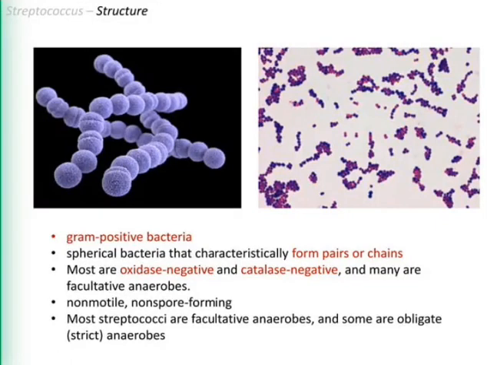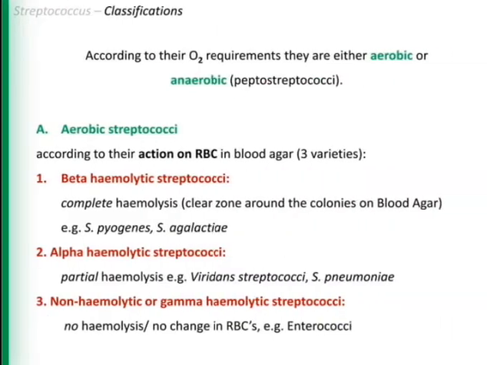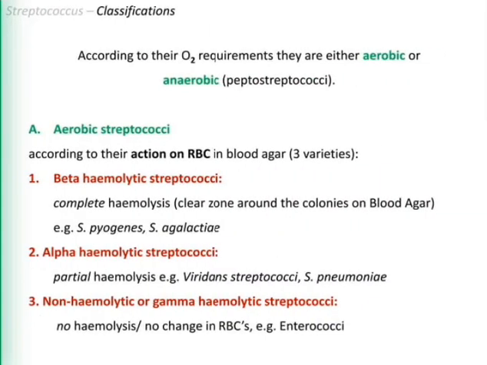Streptococcus. This is a gram-positive bacteria, spherical bacteria that characteristically form pairs or chains. Most are oxidase negative and catalase negative, and many are facultative anaerobes. Most streptococci are facultative anaerobes, and some are obligate anaerobes. They are non-motile and non-spore forming. According to their oxygen requirement, they are either aerobic or anaerobic.